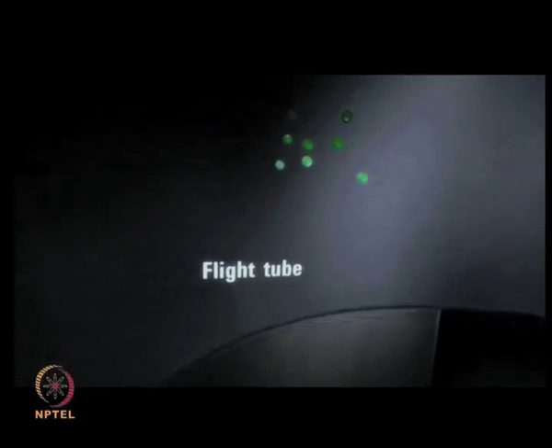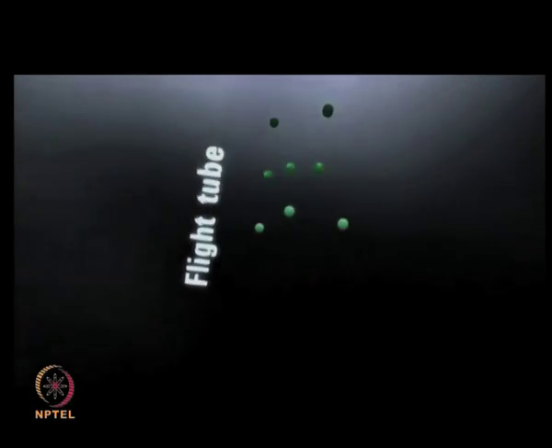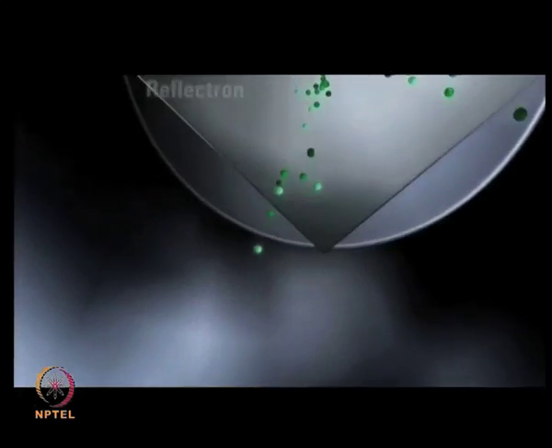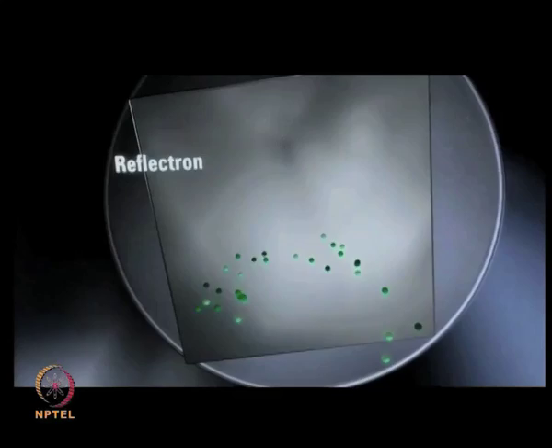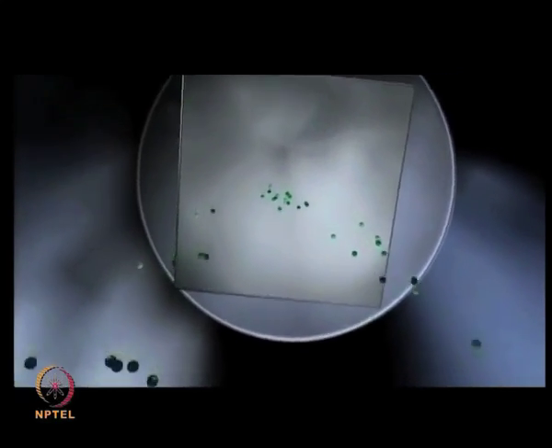The flight tube is constructed of special materials with very low coefficients of thermal expansion, so it is less sensitive to temperature changes. The reflectron compensates for minor velocity differences, improving the resolving power of the 6510.